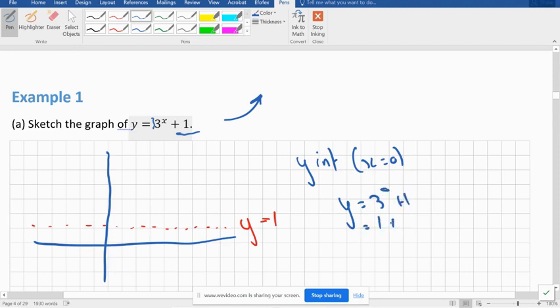3 to the 0 is 1, so 1 plus 1 = 2. So we know that when x is 0, y is 2. I'll just put that one on here. And like I said, you can have your graph, your calculator out with you. Here's a quick sketch though on the graph.